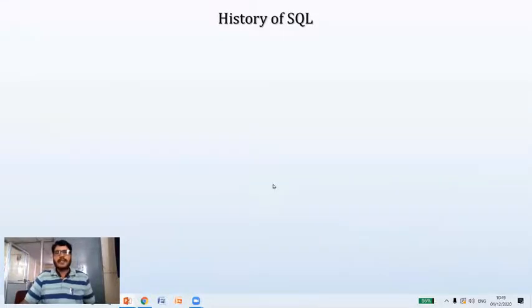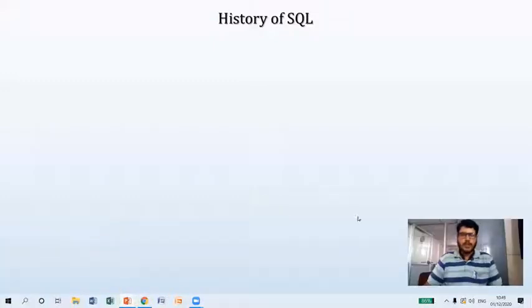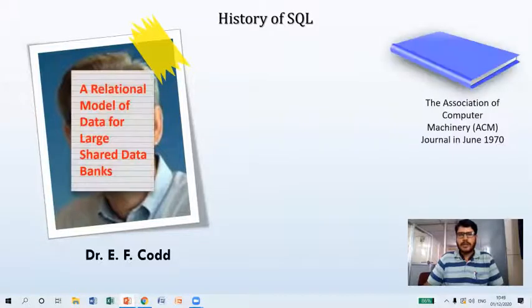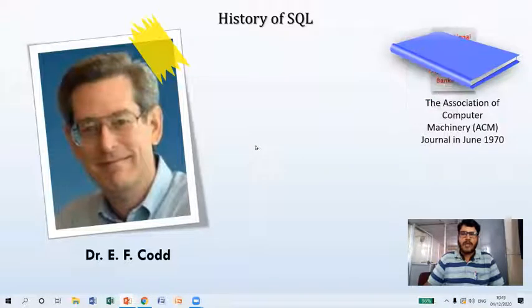Now let us try to understand the history of SQL. Most commonly, the relational model was introduced by E.F. Codd. He presented one paper called A Relational Model of Data for Large Shared Data Banks, in the famous journal of the Association for Computing Machinery, the ACM journal, in June 1970.